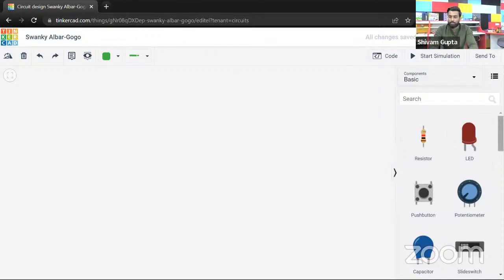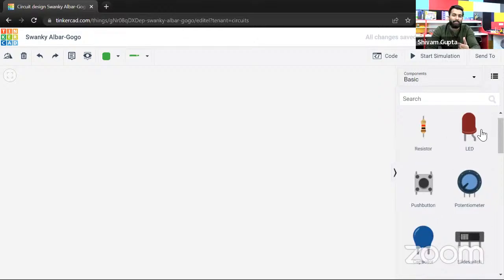Okay, so on the right hand side of our Tinkercad platform, here we can see there is a resistor, an LED, a push button, a potentiometer, right? There are so many electronic components that you have seen in your real life. If we talk about LED, LED is used in so many places, like in Diwali lights, in indicator lights. It is used in different electronic appliances, right? So there are so many places where we can find LEDs.